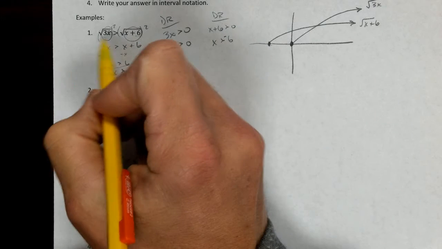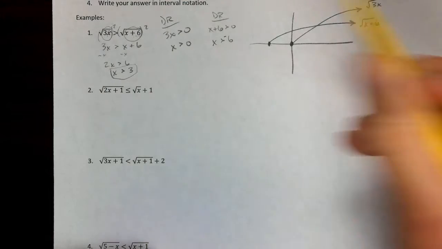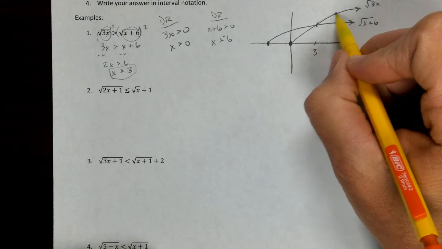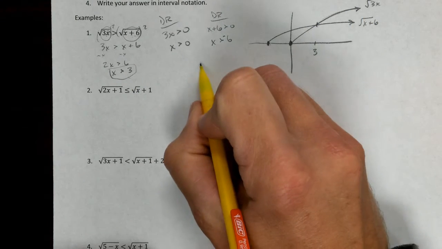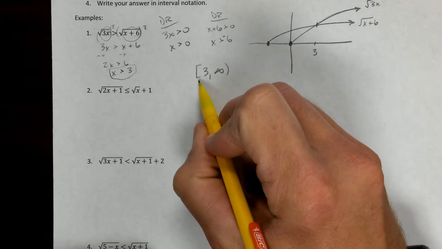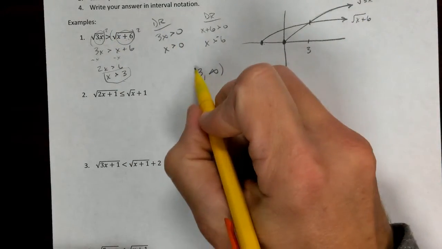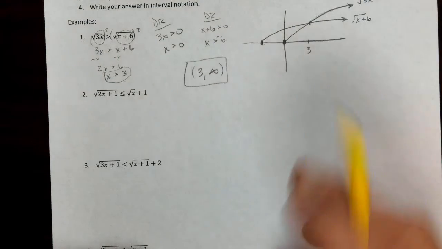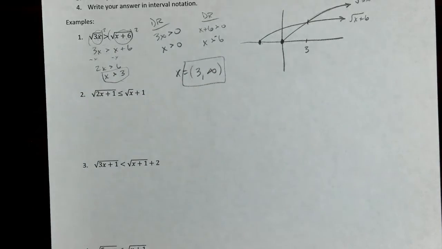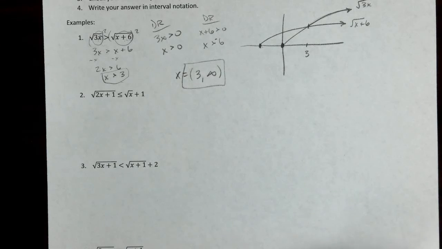Now we want to figure out when is the square root of 3x function greater than the square root of x plus 6 function. Okay, well at the point 3 and then on to infinity. Alright, so if I was to write that as an interval, that would be from 3 to infinity. Now, one thing wrong here, it's not going to be a bracket. Why? Because look at my inequality symbol. It is not equal to. So when x is greater than 3 all the way to infinity is when my square root of 3x function is greater than my square root of x plus 6 function.